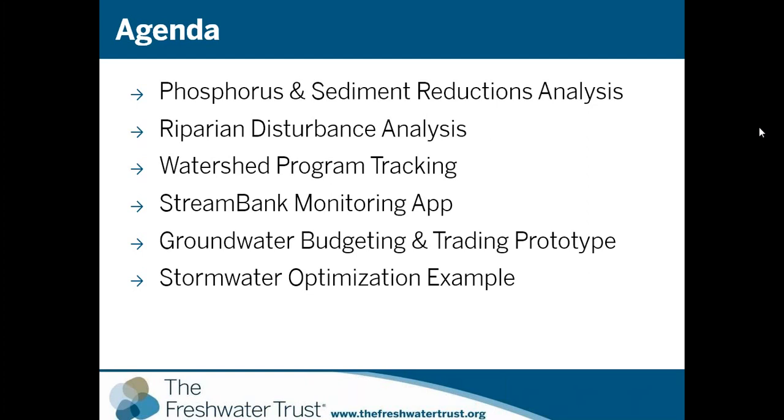So looking at our agenda then, and hopefully we can really clearly demonstrate how these tools can be used as such. First, we want to go over to southwestern Idaho, where we have quite a few municipal clients, as well as a hydropower utility that we're working with, and we're going to look at a pretty interesting phosphorus and sediment reductions analysis that we performed in the lower Boise River.